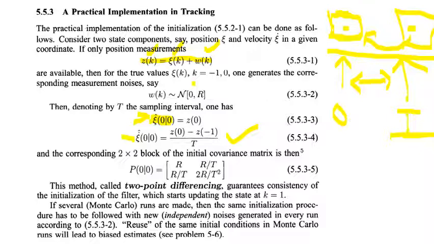The position, we are already measuring the position. And the second thing is how to initialize your state covariance. We followed the same practice in the previous lecture. You can initialize this covariance matrix by this equation.